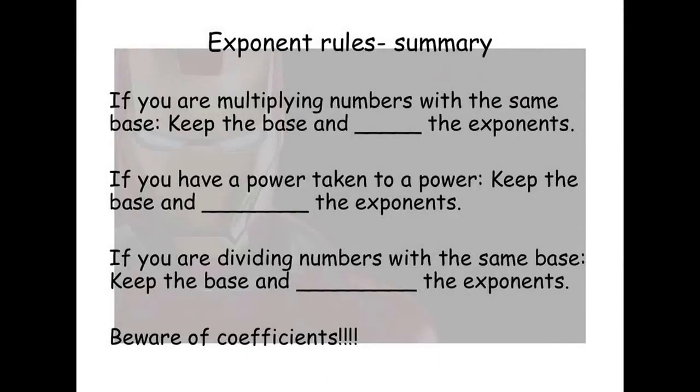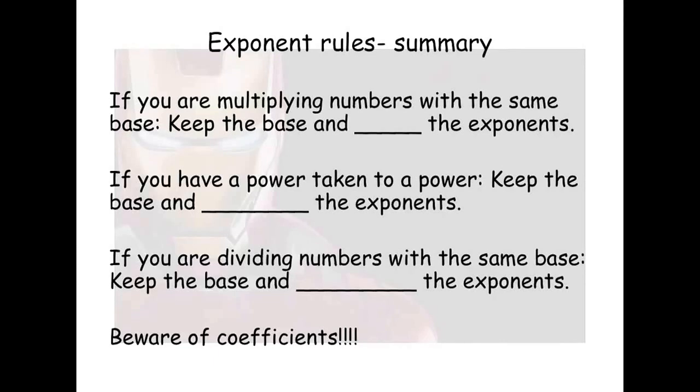Alright, just as a quick summary for our exponent rules. If you're multiplying numbers with the same base, so this goes back to the previous section, keep the base and add the exponents. If you have a power taken to a power, generally seen with parentheses, keep the base and multiply the exponents. Sorry, I can't write as nice as you probably can in your notes. If you're dividing numbers with the same base, like we just did, keep the base and subtract the exponents. Beware of the coefficients, because coefficients have an exponent of 1. And you have to use that, especially in this rule here. You have to really be careful with coefficients.